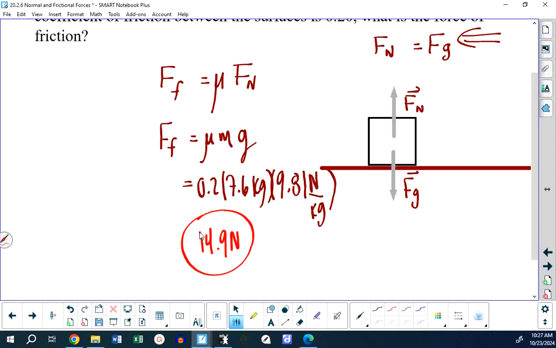So that would be the force required to keep it moving at a constant speed. If you apply less than that, it's going to start slowing down because the force of friction is greater than that. If you apply a force greater than 14.9 newtons, then the object will start to accelerate in the direction of its motion.